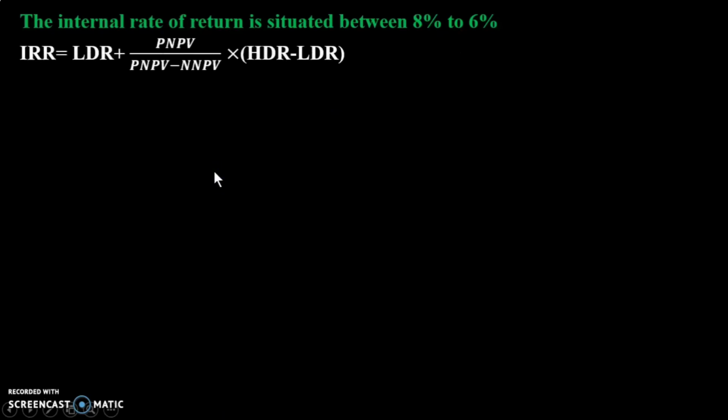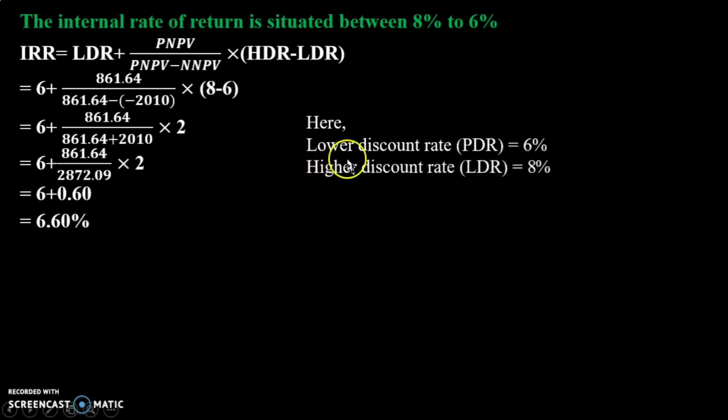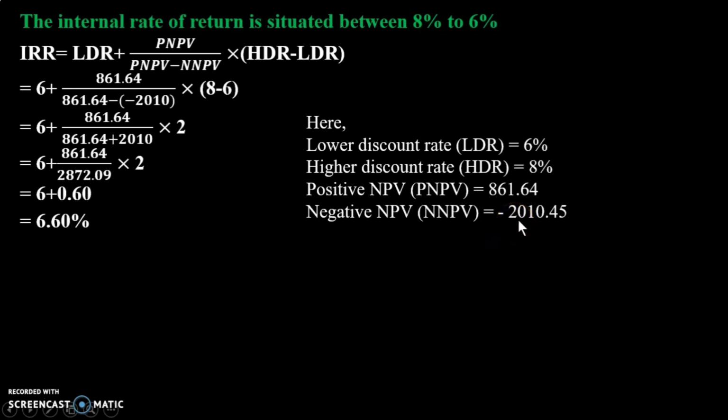We find the IRR from this formula. IRR equals LDR plus PNPV divided by PNPV minus NNPV into HDR minus LDR. Students, look at the formula given. Lower discount rate means LDR, and higher discount rate means HDR, equal to 8%, and positive NPV at the 6% discount rate is 861.64 and negative NPV is minus 2010.45.